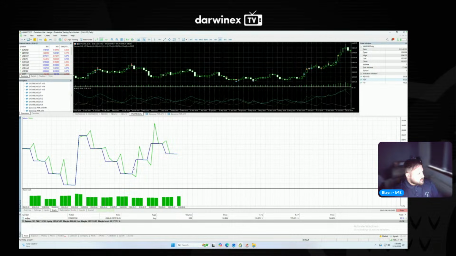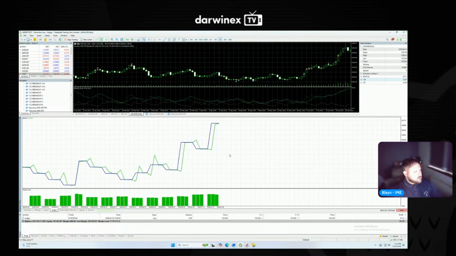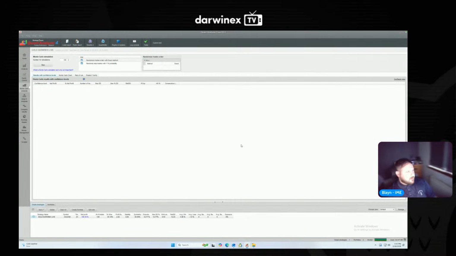Yeah, so we can see there's our 1R. So we've moved 2R in profit. We've moved it to 1R. So that's what these are. So we'll just let this run in the background. We'll go over Quant Analyzer.